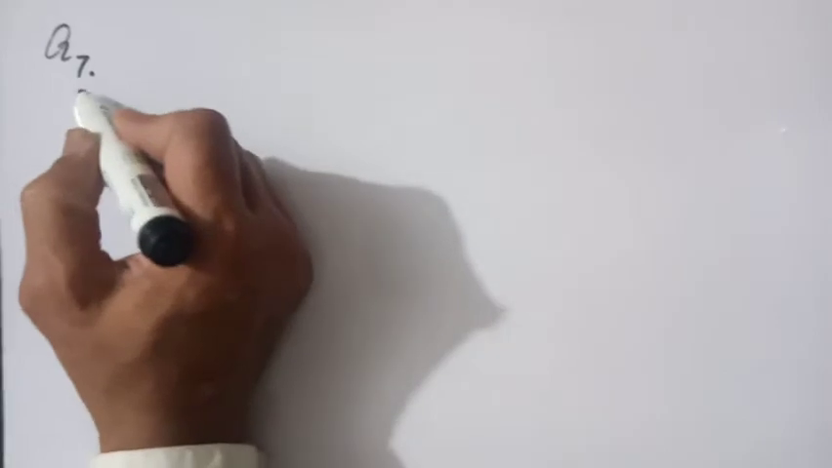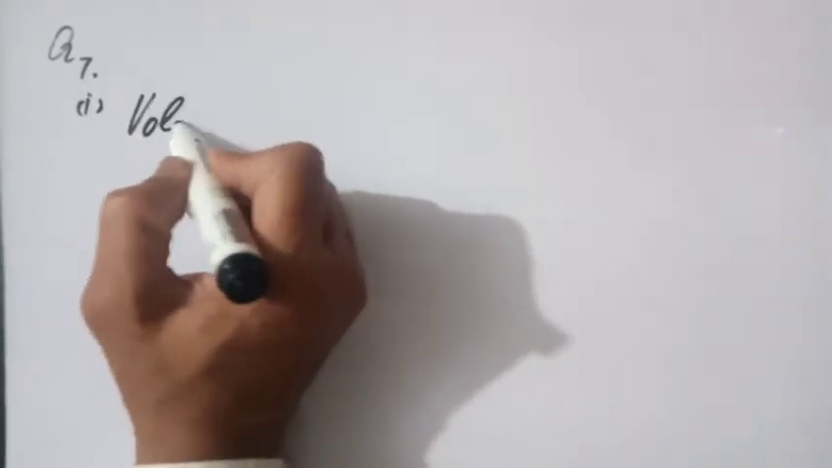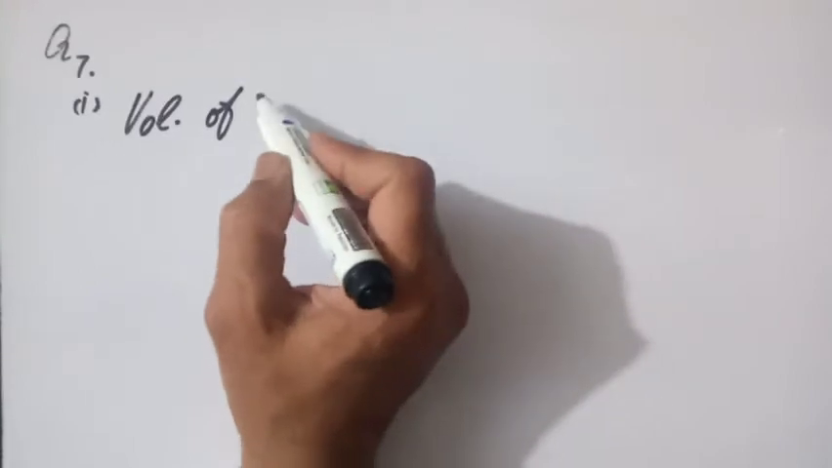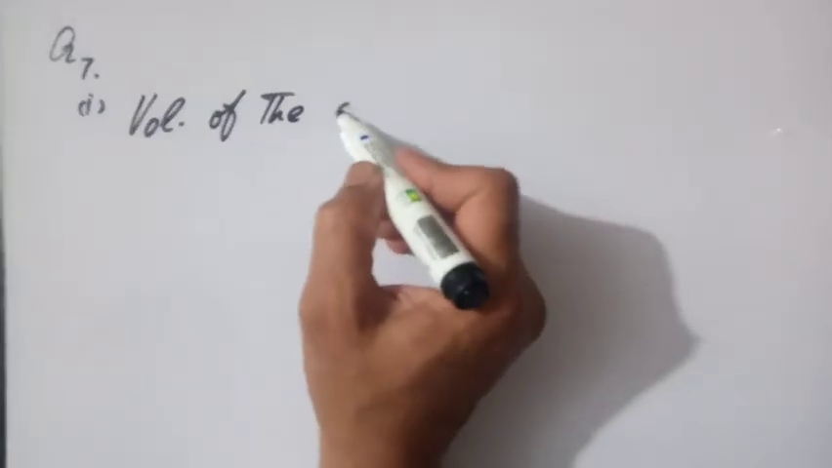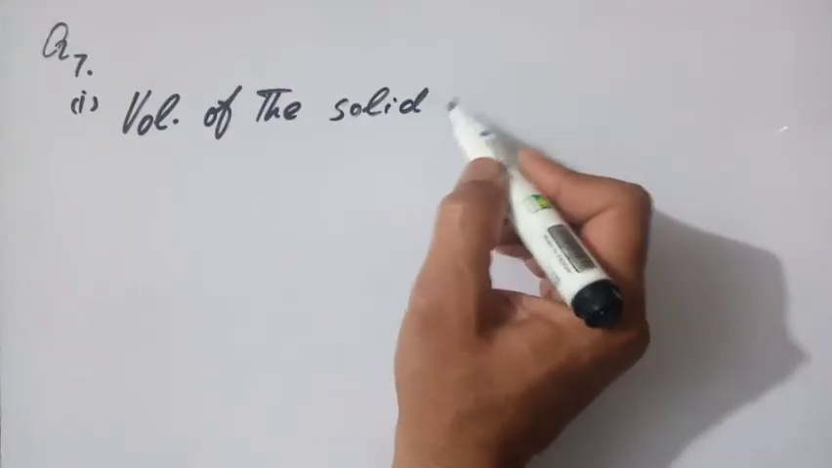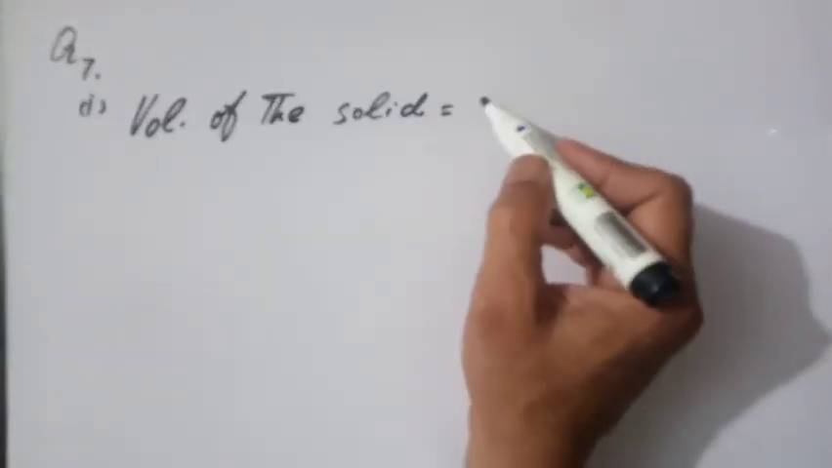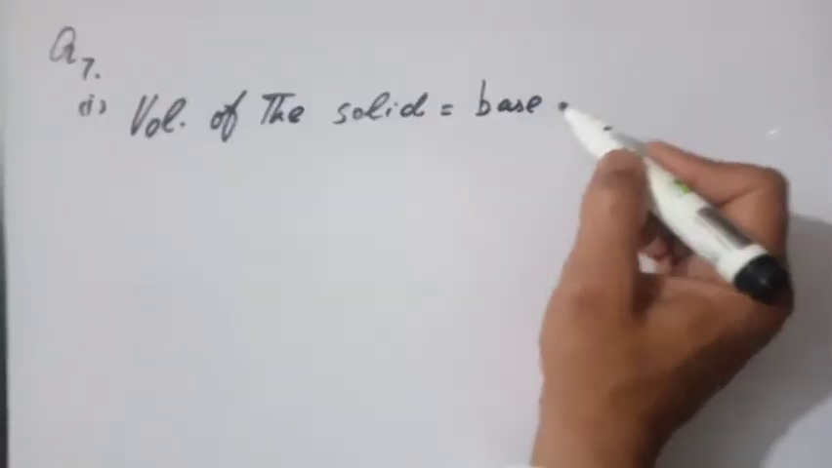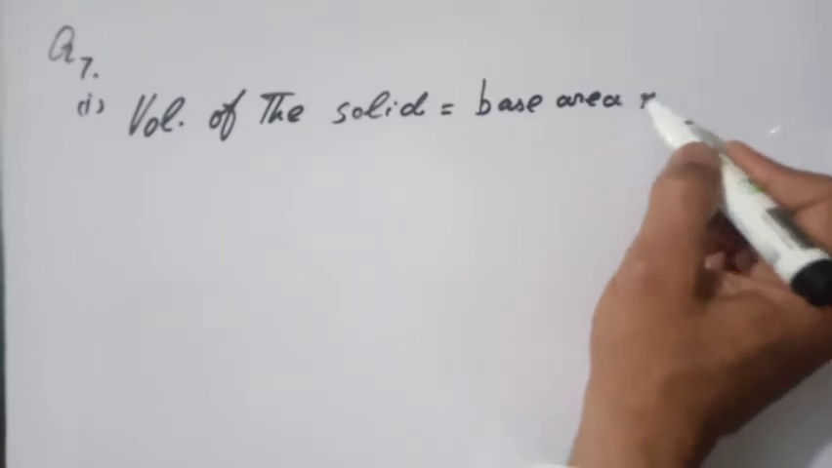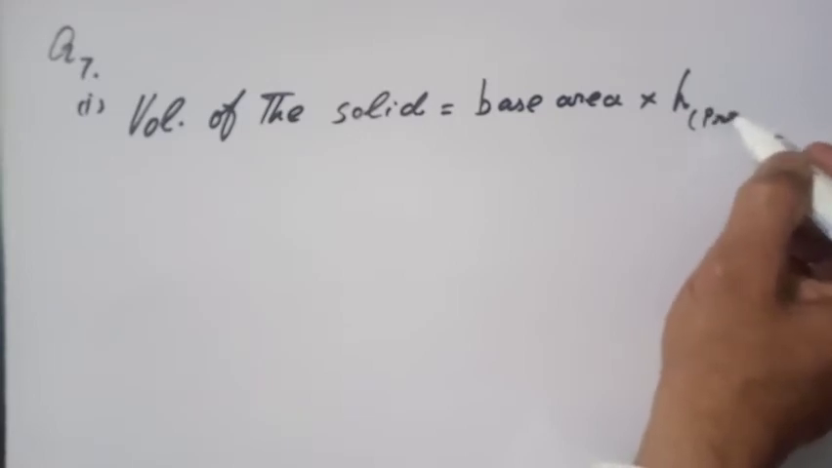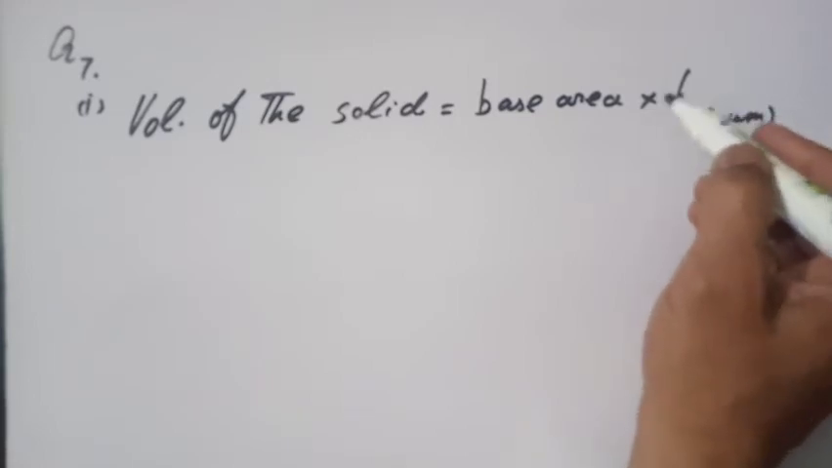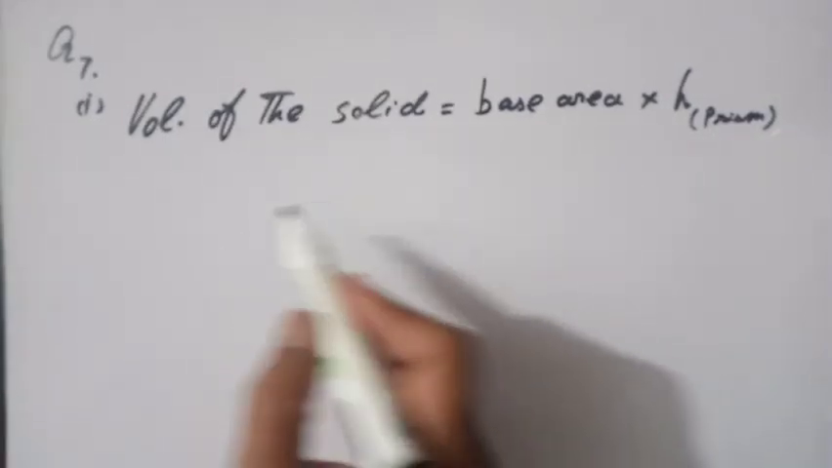Solid. Now in question number 7, part 1, volume of the solid will be equal to base area multiplied by height. Height of what? The prism. Height of prism. Now we find it out.